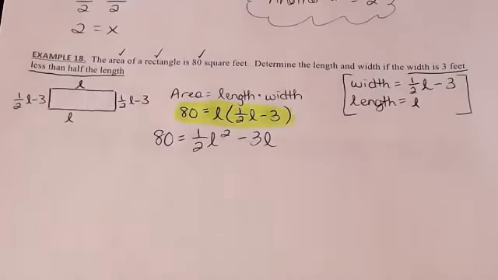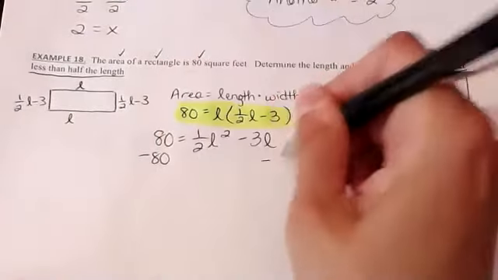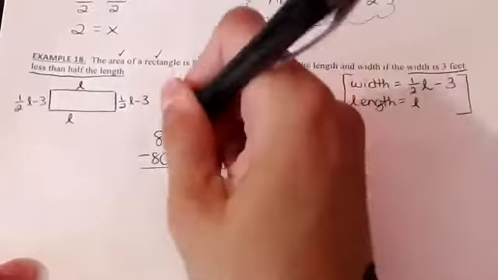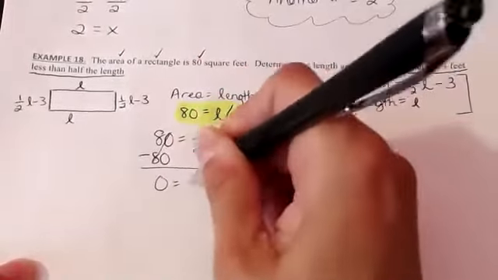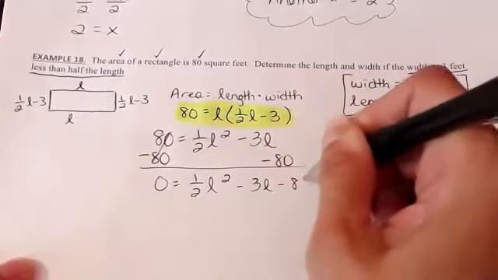Perfect. Where do we go from here? Set it equal to 0. Yes, Oliver with the clutch, which is subtract 80, set it equal to 0. So we have 0 is equal to 1/2 L squared minus 3L minus 80.